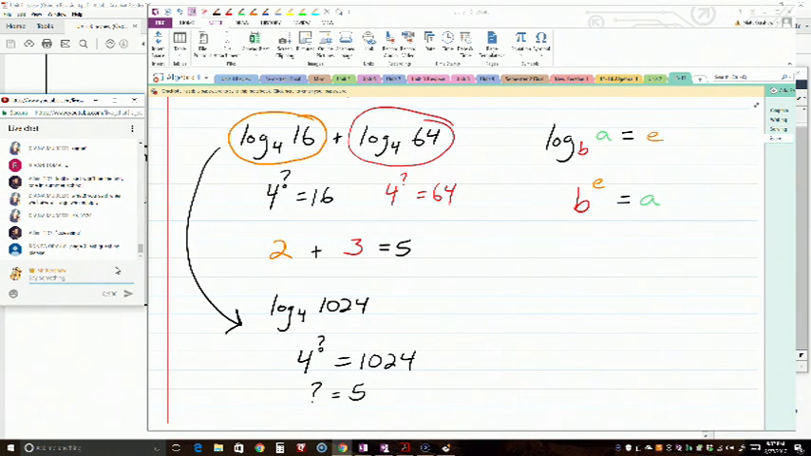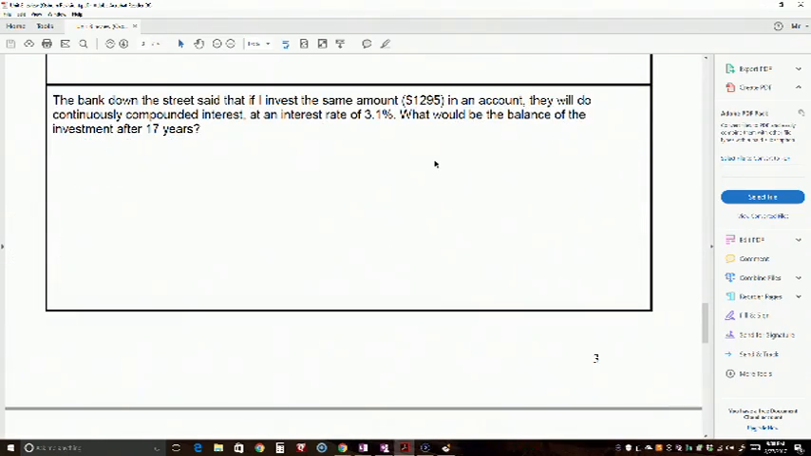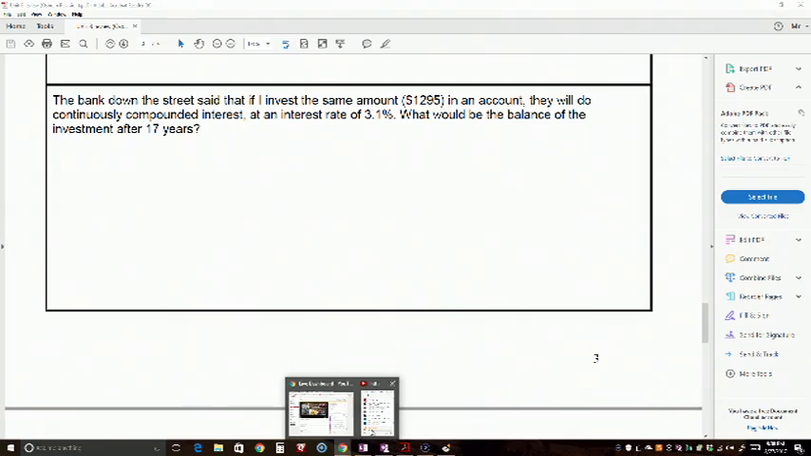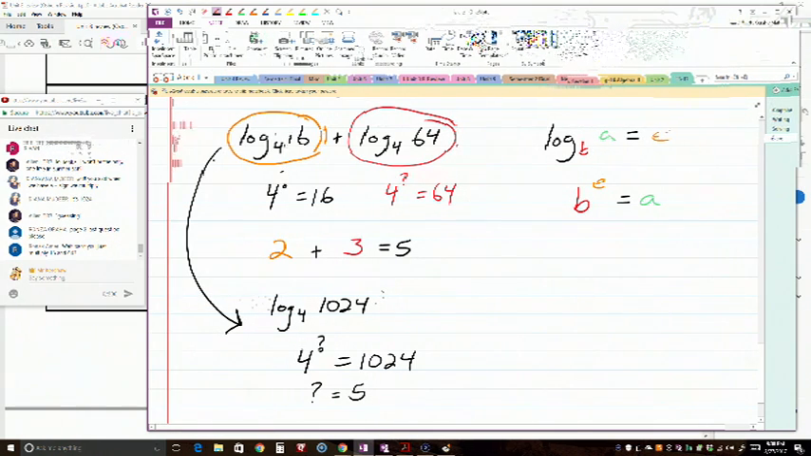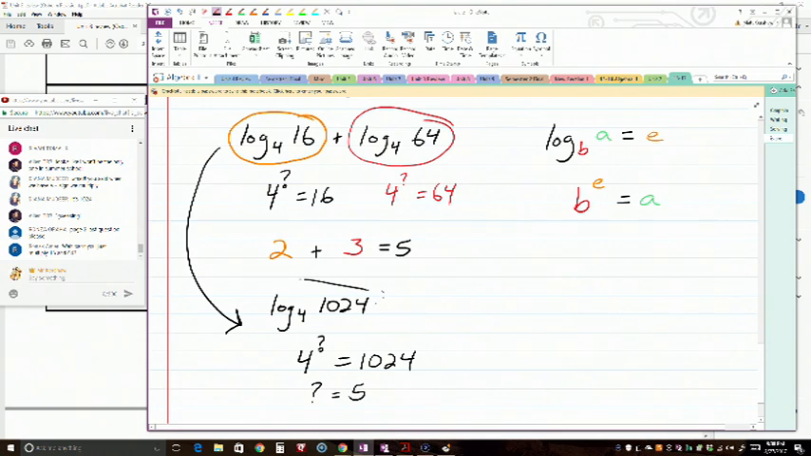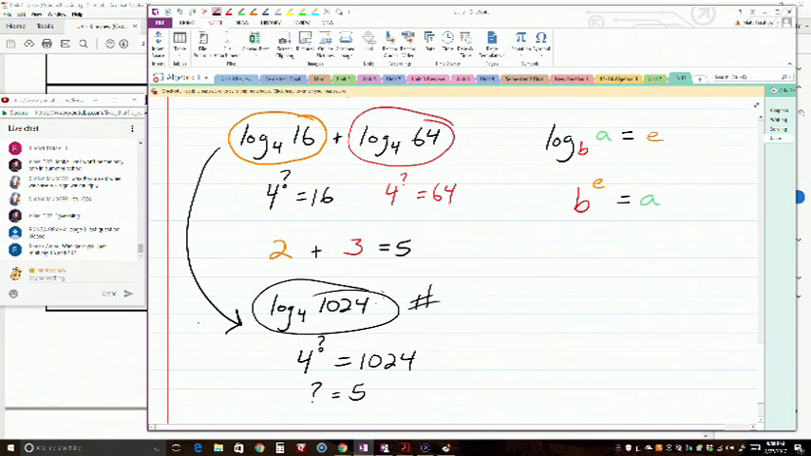Page 3, last question. Compound, so you don't need to worry about that. So if you get this, 1024. But remember, this is really just saying 4 to what power equals 1024. So this is just to write it as a number, and that number is 5. Again, page 3, last question. We're not doing continuous compounded interest, so we don't. All right, let me give you another question.